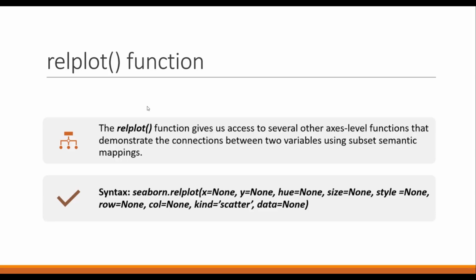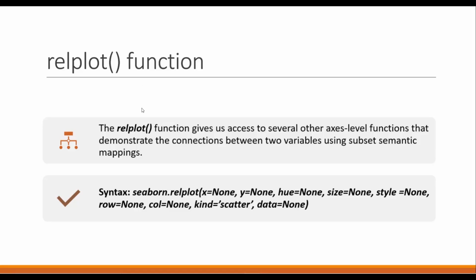Firstly, I will explain what this function does. The relplot function gives us access to several other axes-level functions that demonstrate the connection between two variables using subset semantic mapping. And the syntax of this function is seaborn.relplot, and in parentheses we pass different parameters. I will explain all the necessary parameters.